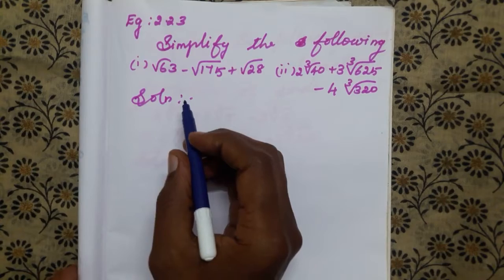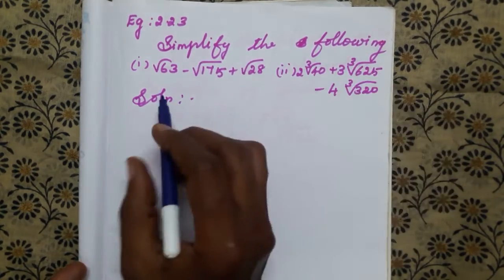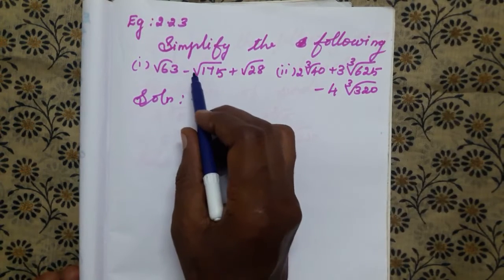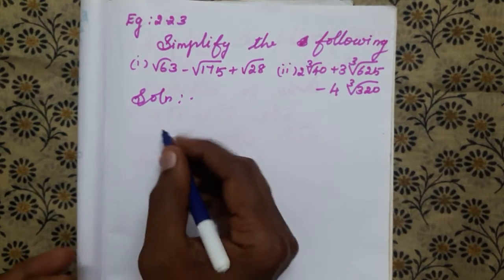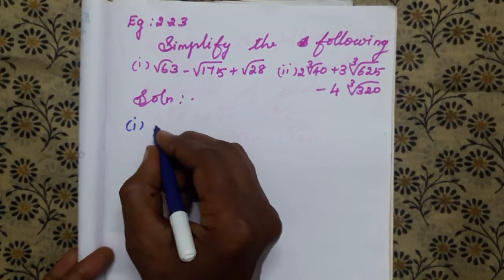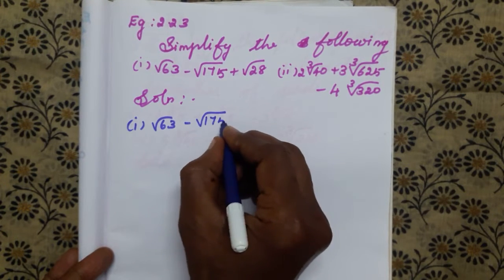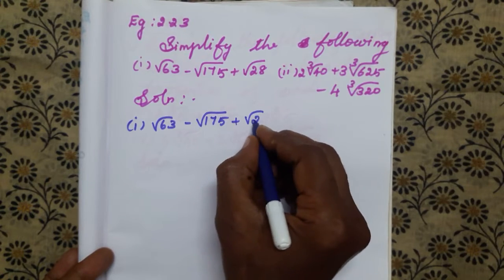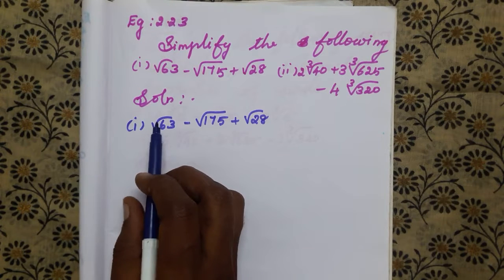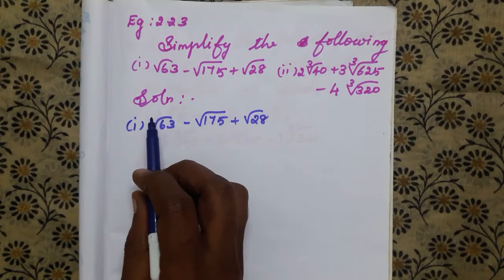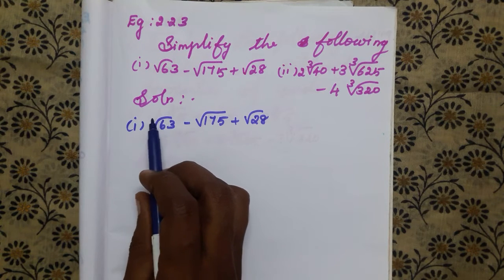Now, example 2.23. Simplify the following. Square root of 63 minus square root of 175 plus square root of 28. Now, already I have explained, if we have to add, the radicand as well as order should be equal. Now here you check it.